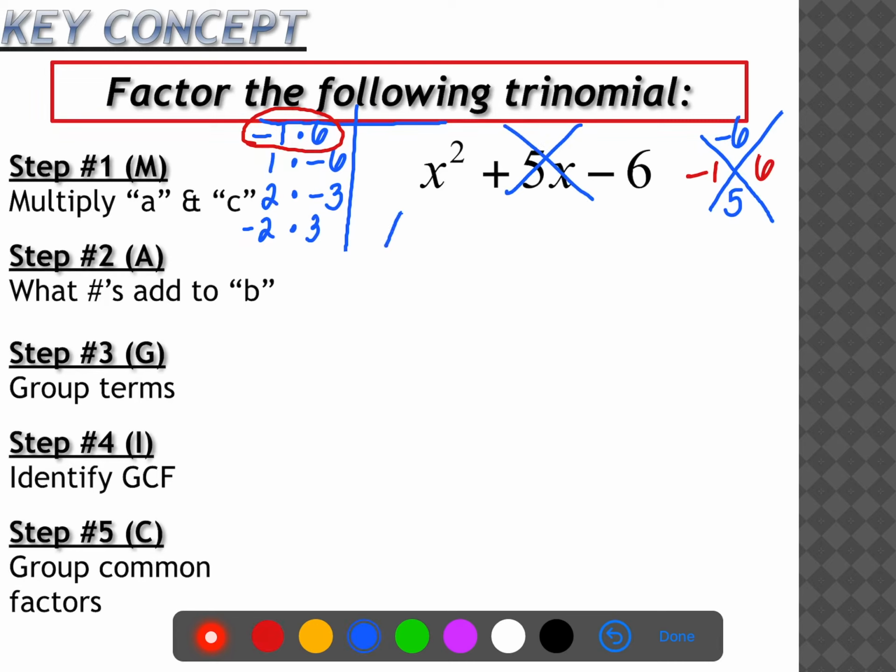So I'm going to replace that term. I'm going to split it up so that I make a grouping problem. That's my goal here. I'm trying to create 4 terms to make a grouping problem.